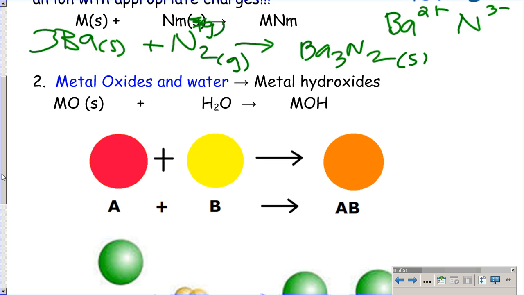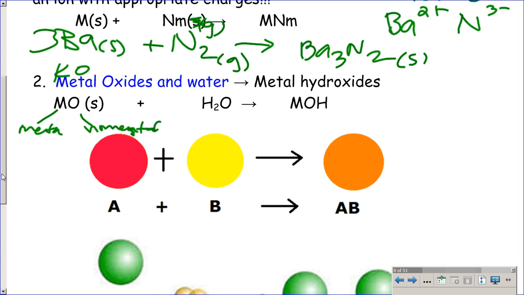So the metal oxides, they're already an ionic compound, because that's a metal and a non-metal, right? Because an oxide is a non-metal. So give me an example of a metal oxide. Any metal. Potassium. So potassium oxide. I don't get to just put KO. What is the formula for potassium oxide?